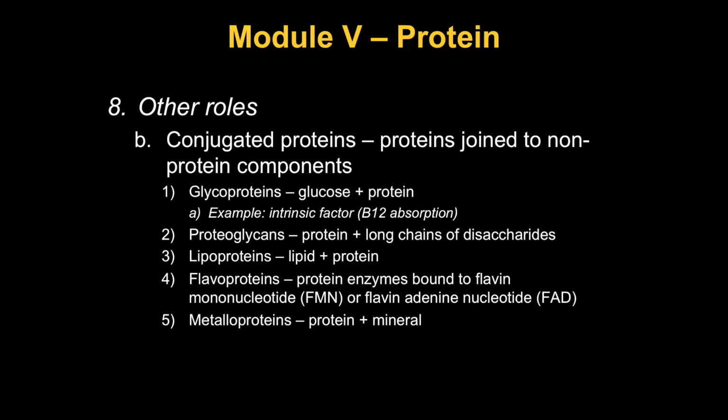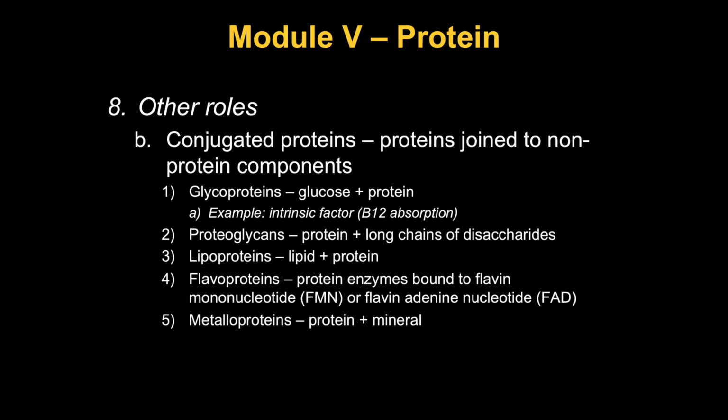Some other roles for protein in the body, well, we can produce what are called conjugated proteins, and these are just proteins that are joined together with other components that are not made out of proteins. Glycoproteins are an example of this. It's basically glucose plus a protein. Intrinsic factor, which is a protein that's required by the gastrointestinal tract in order to absorb B12, would be a great example of this. We have proteoglycans, which are proteins plus long chains of disaccharides or carbohydrates.